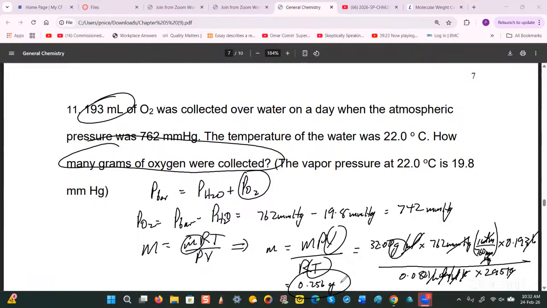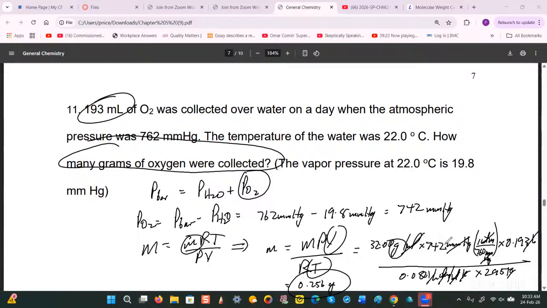Yes, sir. How come you wouldn't use the 742 instead of 762? Thank you for correcting me on that. This here should be 742, not 762. So I need to redo that calculation. Thank you for picking up on that. 742. All right, let me redo this.